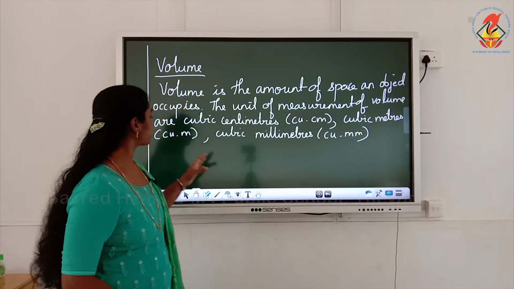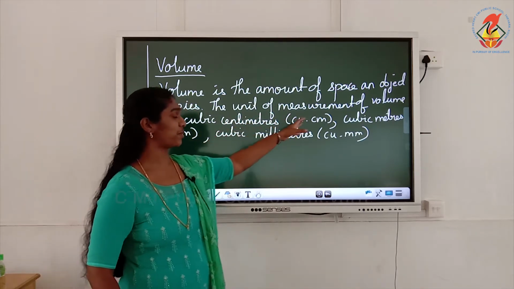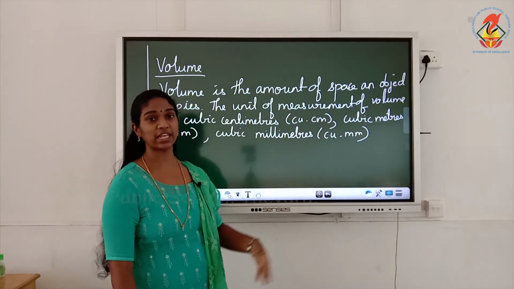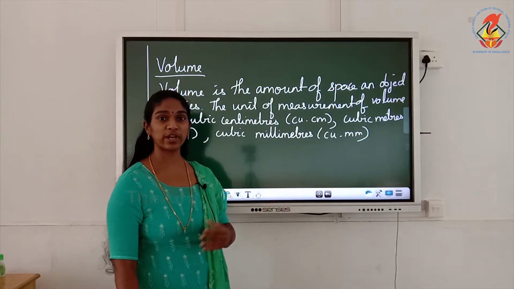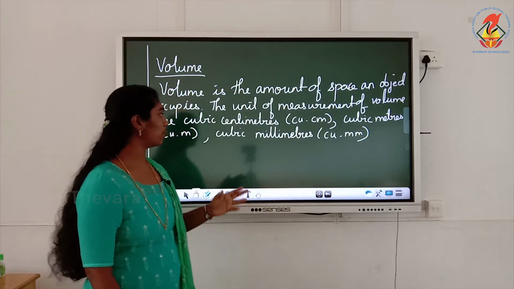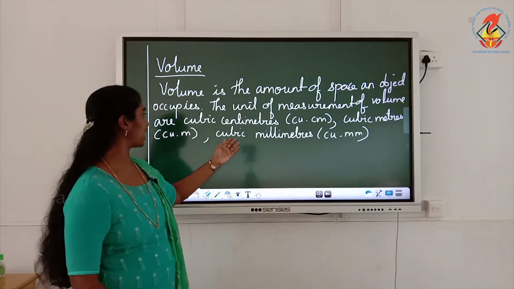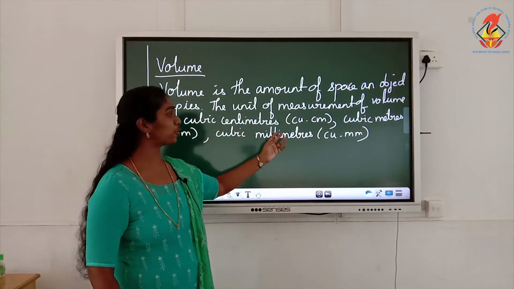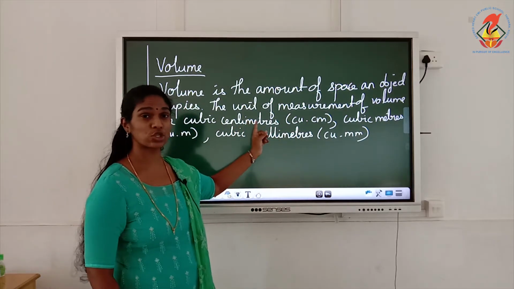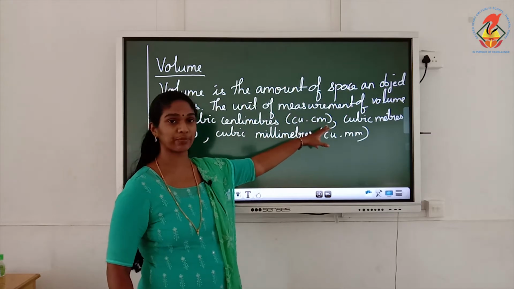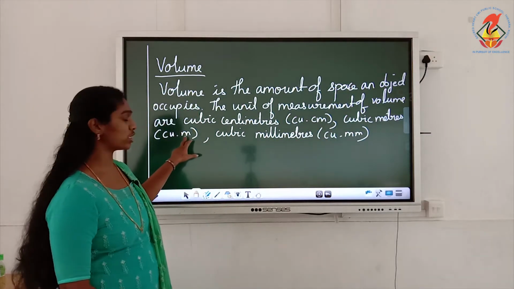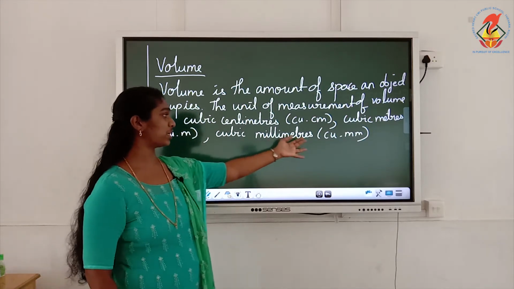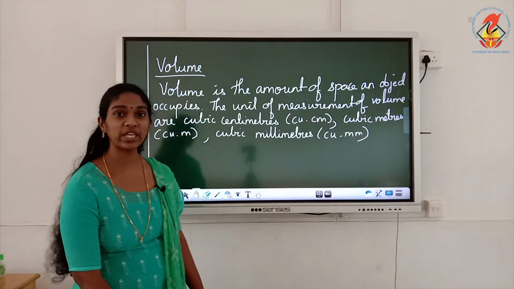So when you come to the unit of measurements of volume, it is the same as in area. For area, how did you write the units? If the question was given in meters, you'll write square meter. Similarly, when you're writing the volume, you'll write it as cubic centimeter, read as cubic centimeter, cu.cm. Or if the question is given in meters, cubic meters, cu.m. Or if it is given in millimeters, cu.mm, cubic millimeter.